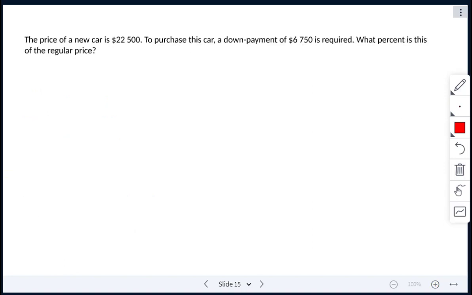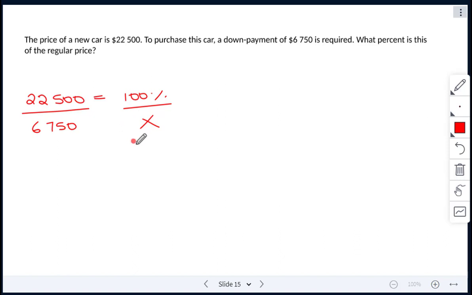For this question, the price of a new car is $22,500. To purchase this car, a down payment of $6,750 is required. What percent is this of the regular price? Setting this up, $22,500, that's the 100% price, right? That's the total price of the car. But a down payment of $6,750 is required. And then what is that percent of the regular price? So that is how you would set up the ratio.